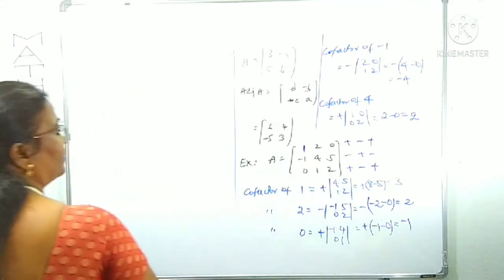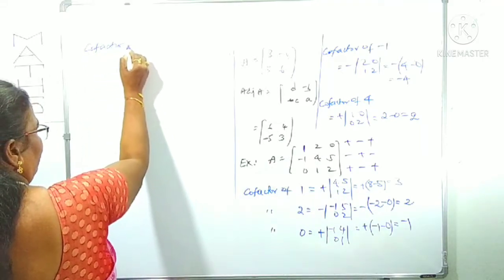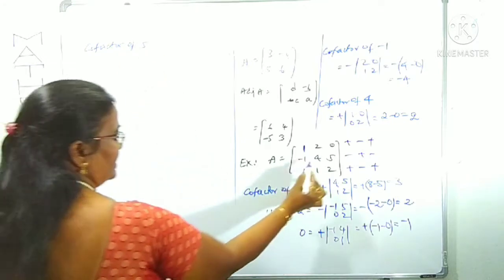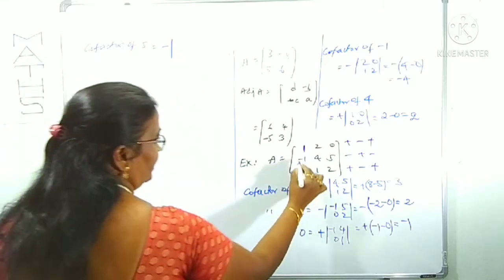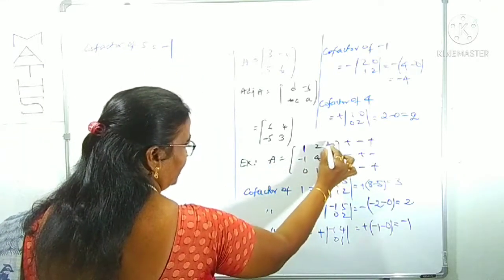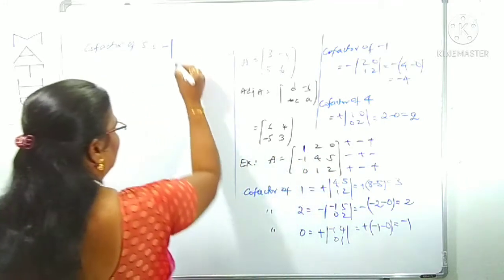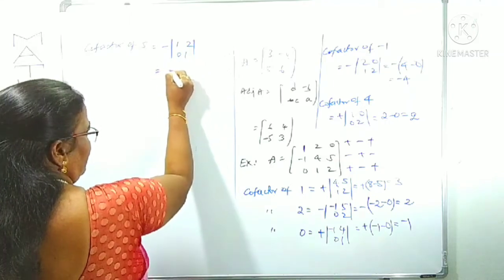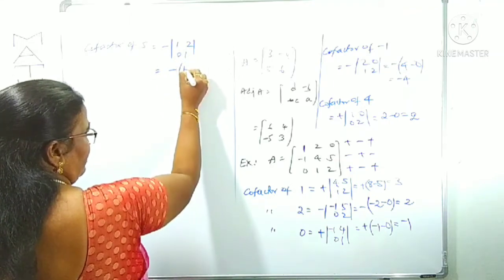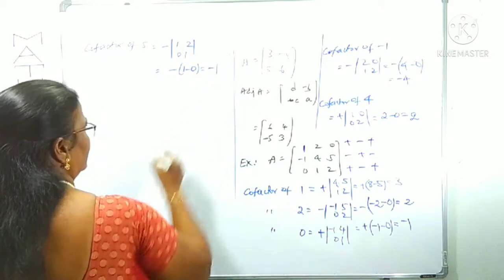Next 5. Cofactor of 5. 5 is here with the minus sign: minus of determinant of. 5 is in the second row and third column. Closing these, what are left? 1, 2, 0, 1. Therefore, this value is minus of 1 into 1, 1 minus 2 into 0, 0. That is 1 into minus 1, which is minus 1.